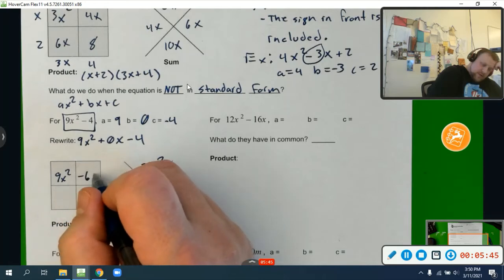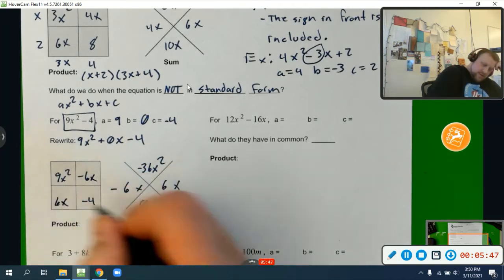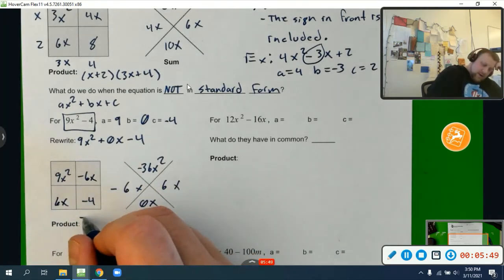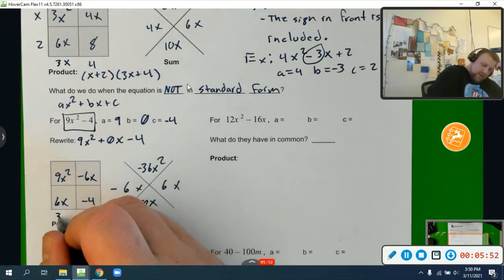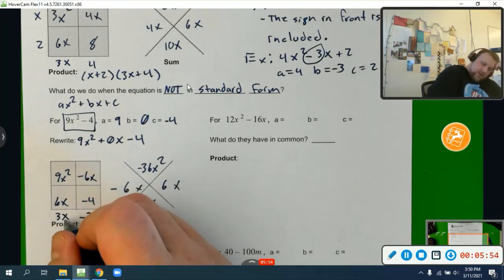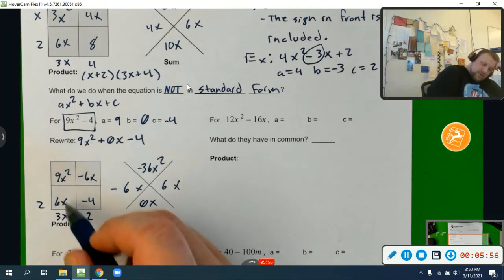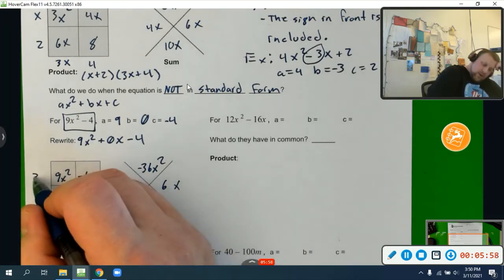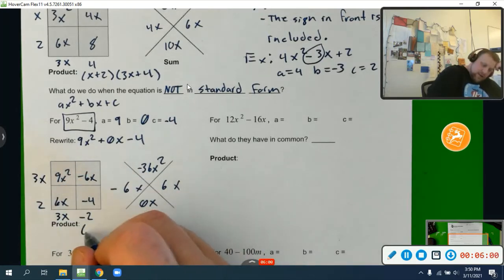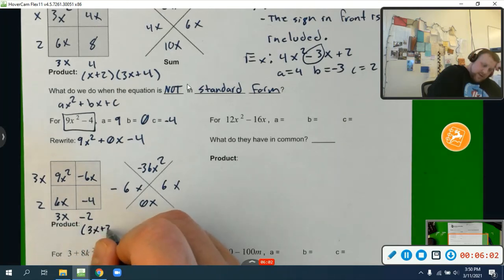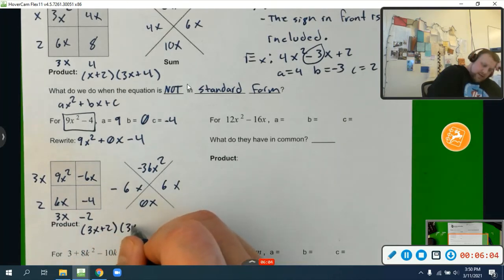So, negative 6x, 6x. I can factor out a negative 2 there. Here I can factor out a 3x. What times 3x is 6x? 2. What times 3x is 9x squared? 3x. And my product ends up being 3x plus 2 times 3x minus 2.